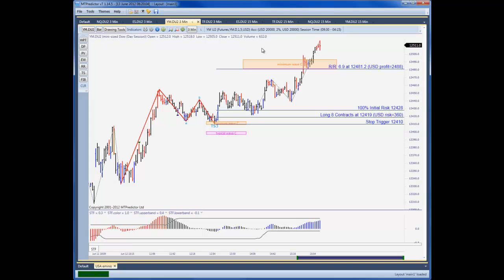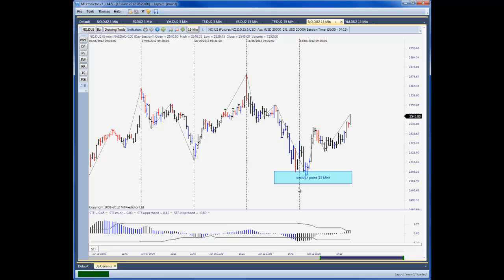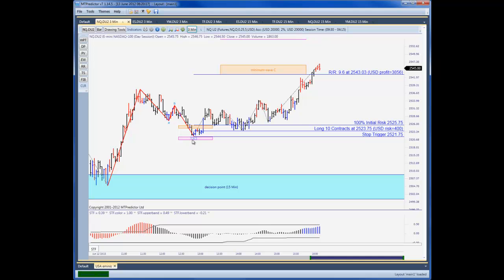But the point I wanted to make in this video was how this 15-minute decision point was on the chart in advance. This gave us our potential support zone, which then set the trend up for the rest of the day, and for me the clearest signal was on our NQ, which again gave us our plus 9.6R profit.